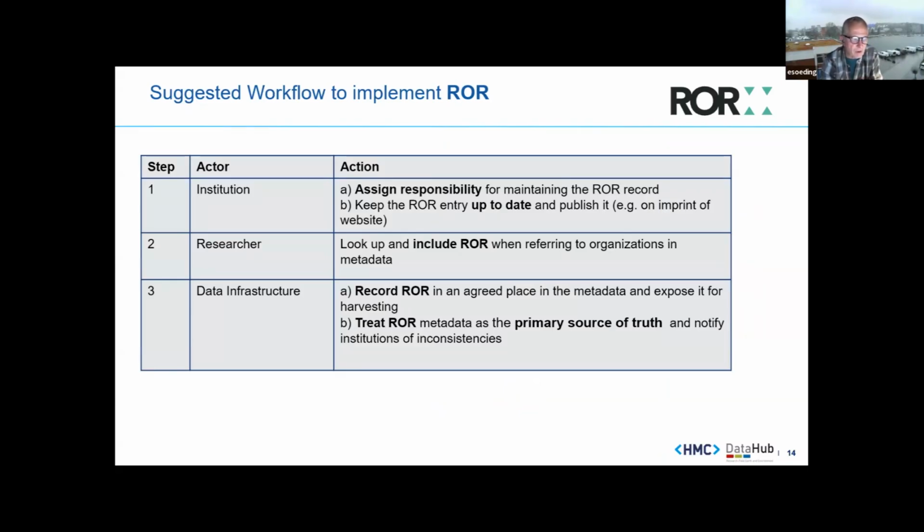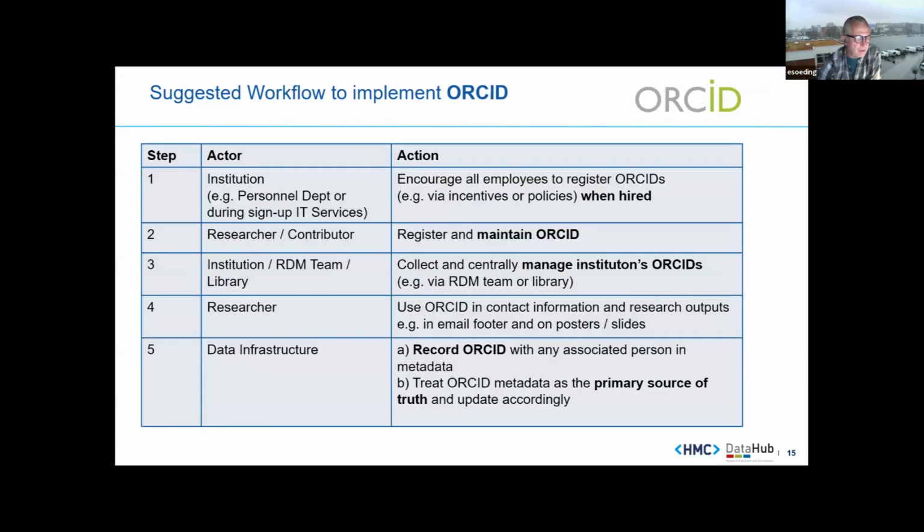For example, for the ROR, we assign the responsibility. The researcher is supposed to look up the ROR. The ROR is always supposed to be in the imprint of the website, for example, so there needs to be a standard place where people can look up the ROR. And the data infrastructures are supposed to record the ROR whenever they refer to organizations. We do the same thing for ORCIDs, for example.